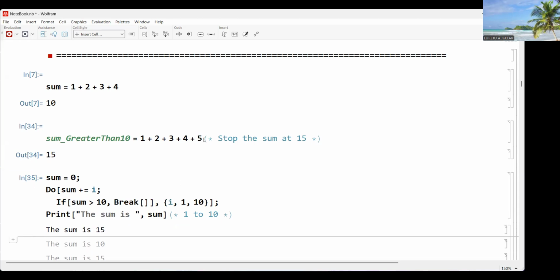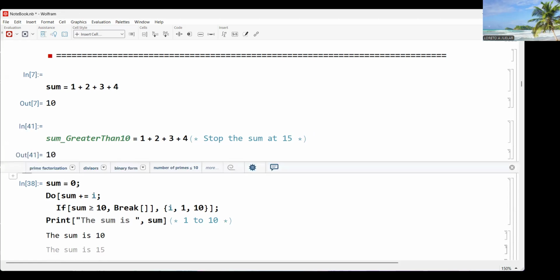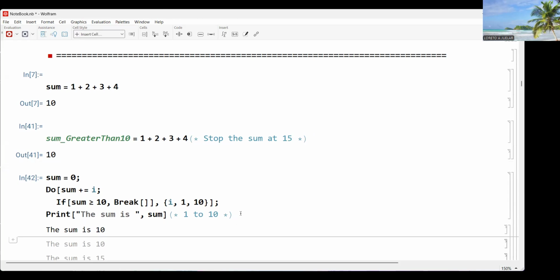So this is 15. Now, if you want to express this as greater than or equal to 10, it becomes only 1, 2, 3, 4. 1 plus 2 plus 3 plus 4 equals 10, because the sum here is greater than or equal to 10.